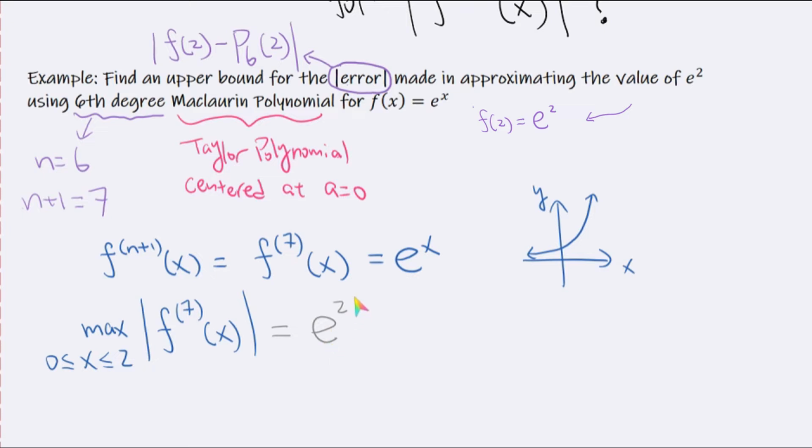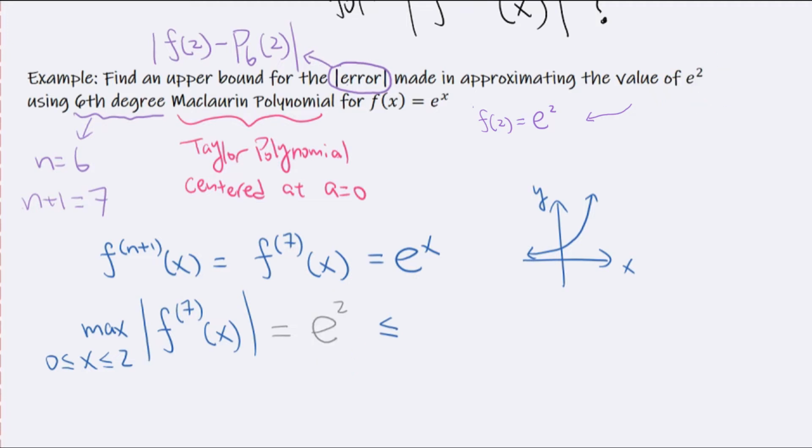But hey, we cannot use e squared in our error-bound formula. Why? Well, because we were trying to approximate e squared to start with. If we know what e squared is, there really isn't a point of doing this approximation. If we don't know what e squared is, it really doesn't make sense for us to use what we're trying to approximate in its own error bound.